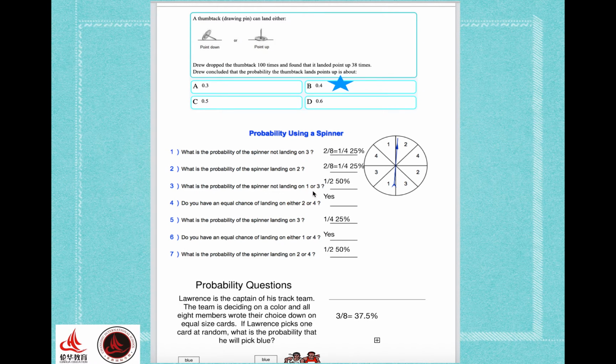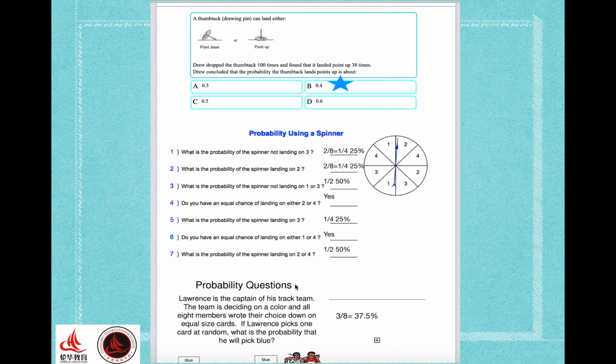Landing on 1 or 3: we add 2 plus 2, which is 4. 4 over 8 is a half. Do you have an equal chance of landing on either 2 or 4? I would say yes, because there are 2 2s and 2 4s. What is the probability of landing on 3? 25%. We had this question already, just repeating to see if you are all awake. Do you have an equal chance of landing on either 1 or 4? Yes. And this one is 50%. These are the answers.